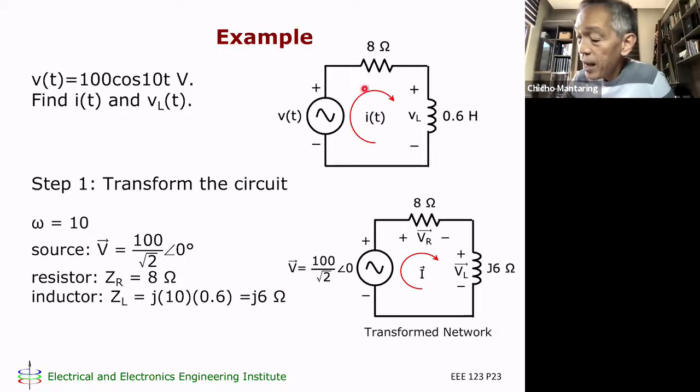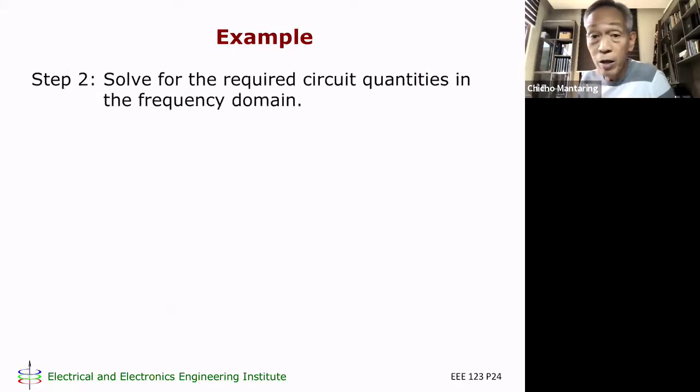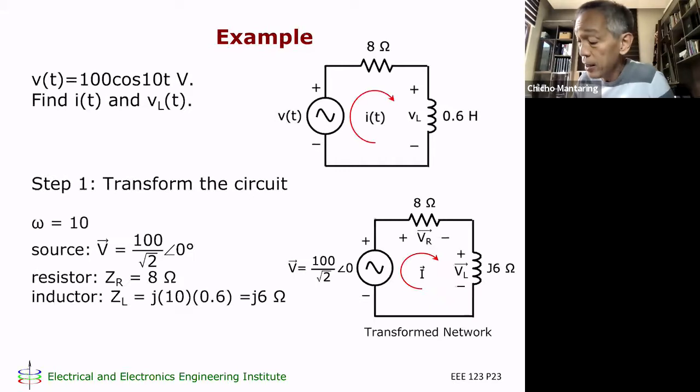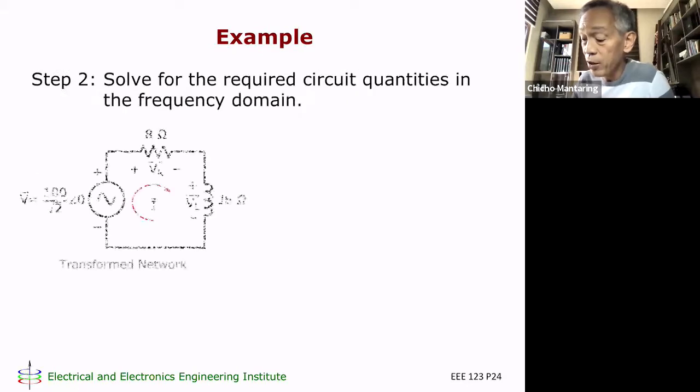Instead of i_s(t), what flows here would be my phasor I, because my source is now a phasor. So my current here will be a phasor. The voltage across the resistor will also be a phasor. And the voltage across my inductor will also be a phasor. So the next step is to solve for the required circuit quantities in the frequency domain. So this is now your frequency domain equivalent, or your phasor equivalent. So this is my circuit.